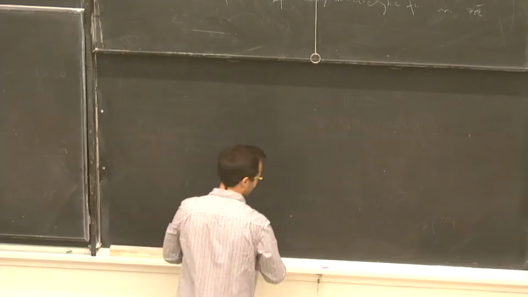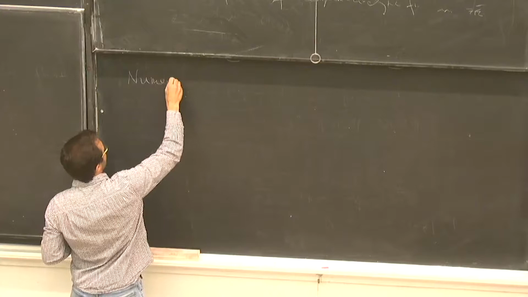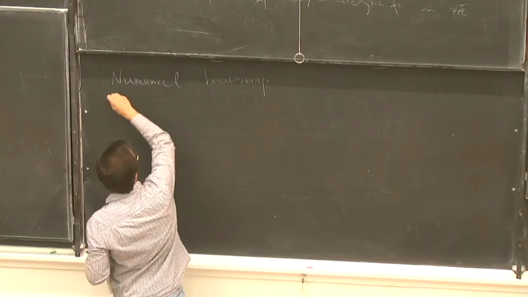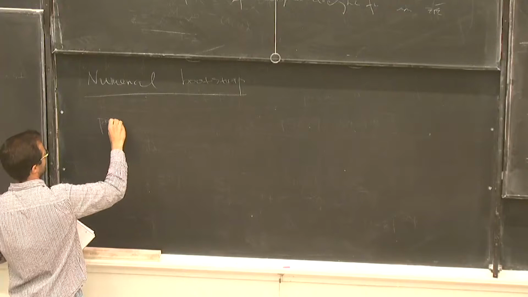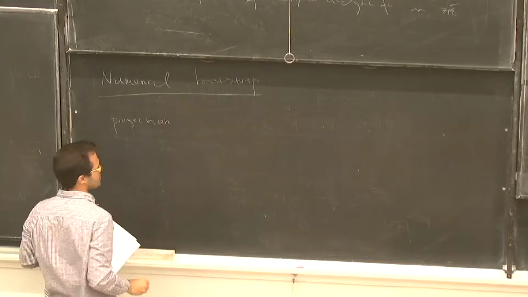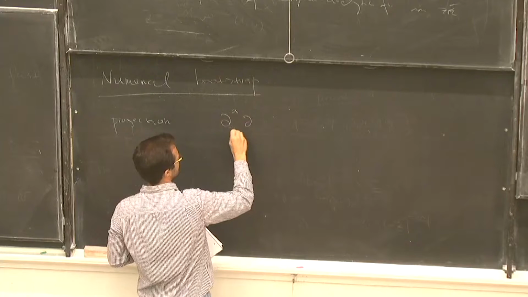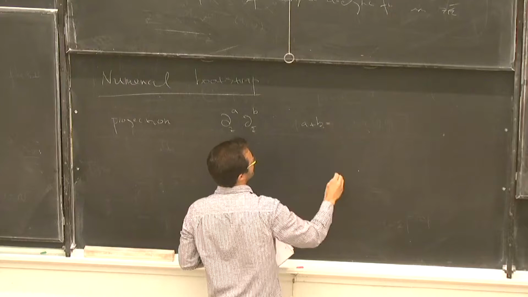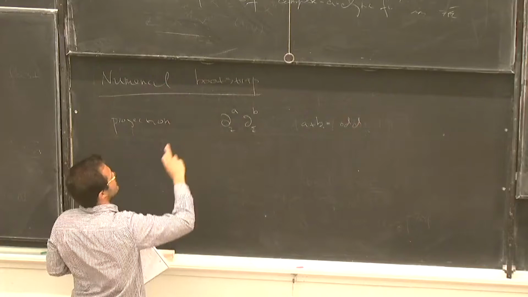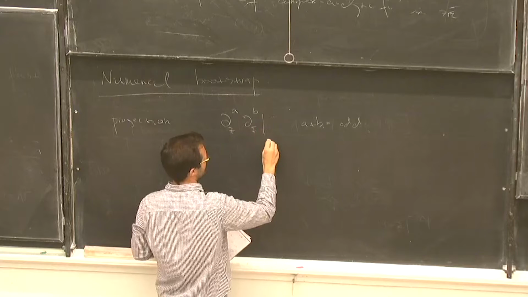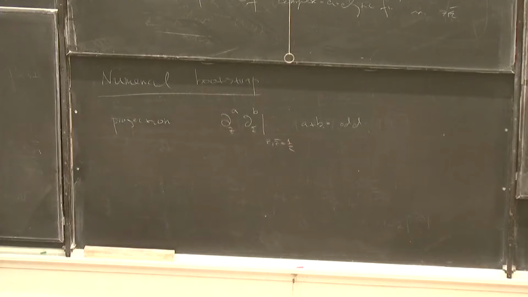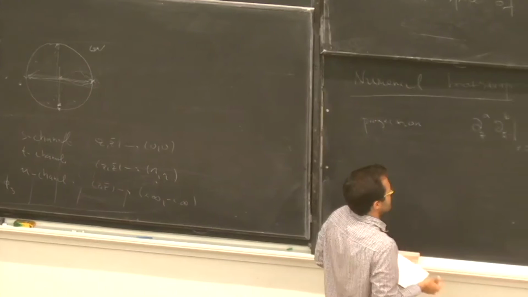where one simply, in the numerical bootstrap, one uses the projection, which consists of computing derivatives in Z and Z bar of some orders, where A plus B should be odd, because the equation is odd under the derivatives evaluated at Z and Z bar being equal to 1/2, so precisely at the center of these two circles, literally the Taylor expansion coefficients of the test function around the most symmetric point.